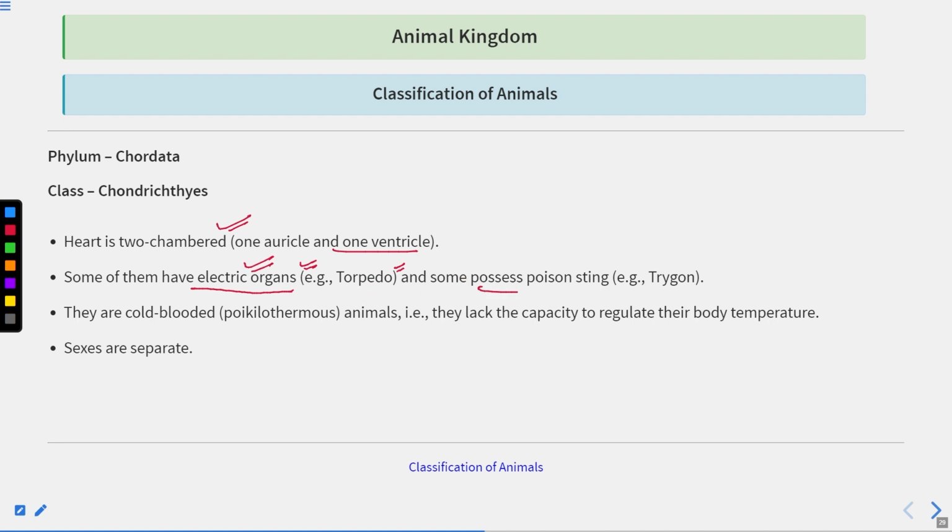And some possess a poison sting, that is Trygon. They are cold-blooded, poikilothermic animals, that is, they lack the capacity to regulate body temperature. Whatever the outer water temperature is, their body temperature will be that only. Sexes are separate in Chondrichthyes.